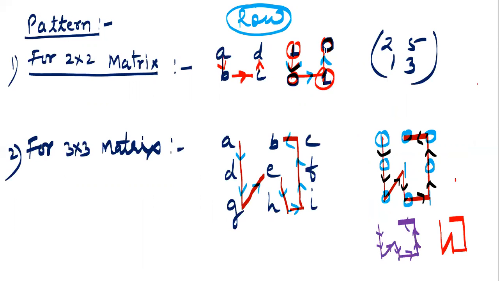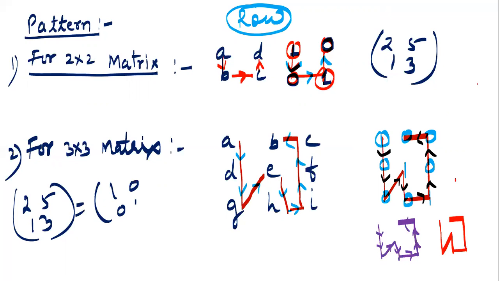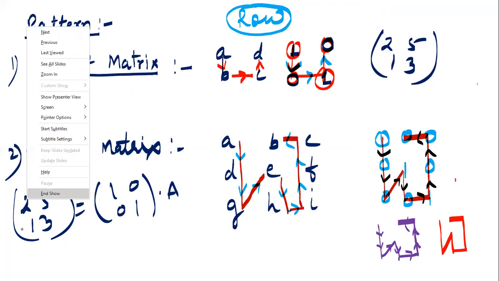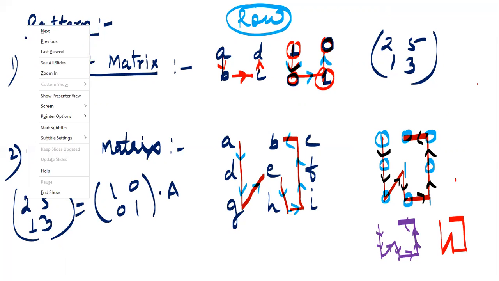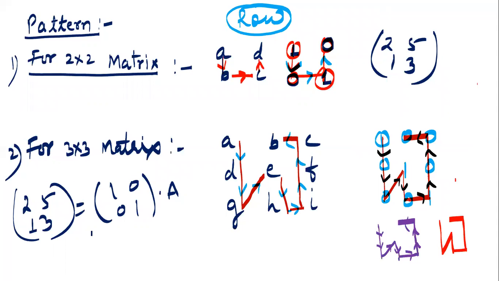So what pattern will I follow? I will write 2, 5, 1, 3 equals identity matrix into A. Then I will do a few transformations to make it identity matrix. But what should be the order of applying the transformations? What will happen if I apply the transformations in a different order? Suppose this should be the order.